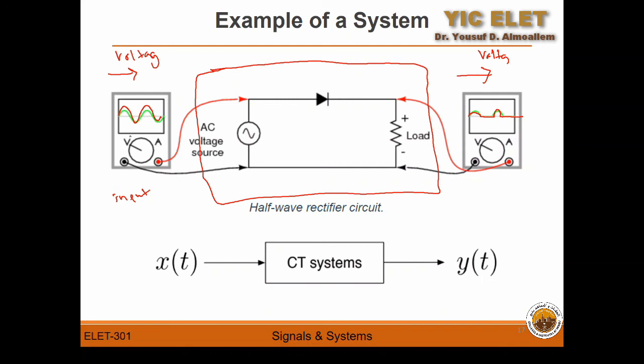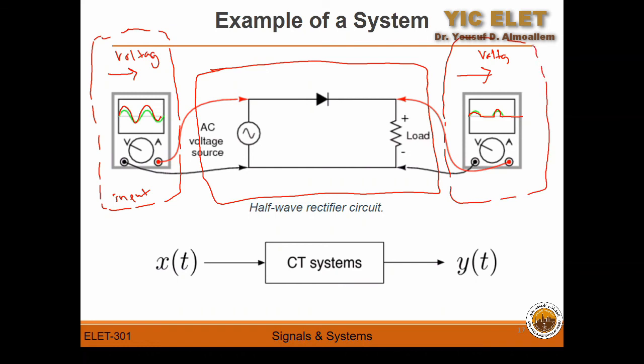So these sides have the signals at the input and output. This is the output that we're talking about, and this is the input that we're talking about. So x as a function of t, y as a function of t. And this is the system, which represents the continuous-time system as a box, as shown here.